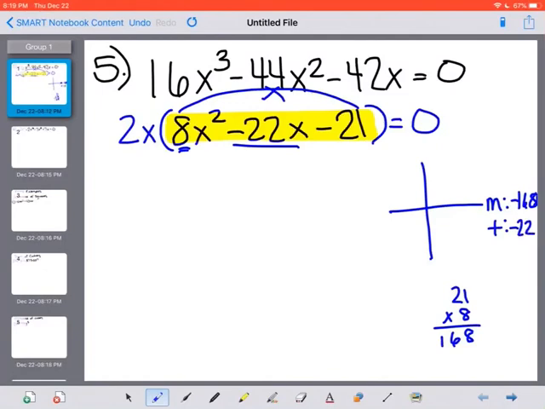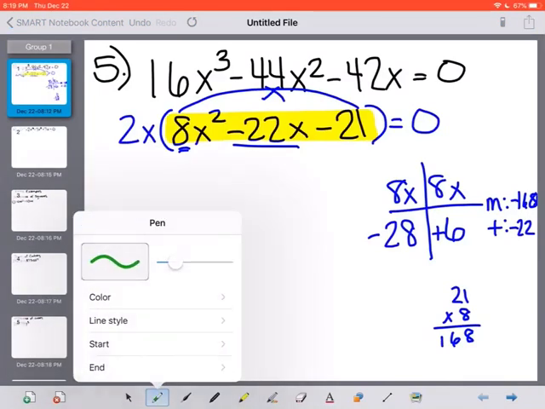So now we have to use our calculator and ask ourselves what two numbers multiply to give us 168 and subtract to give us 22. So let's see. I forgot to put the 8x here and the 8x here. It's going to be 28 and 6. And since it's negative 22, the 28 is going to be negative and the 6 is going to be positive.